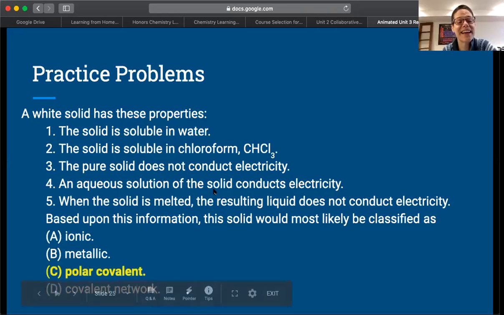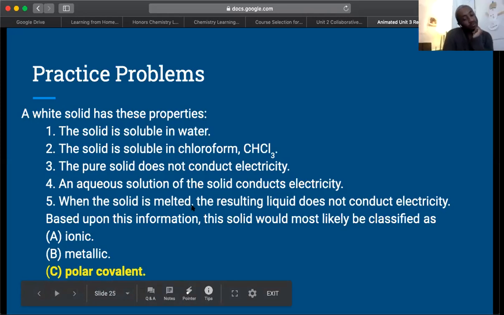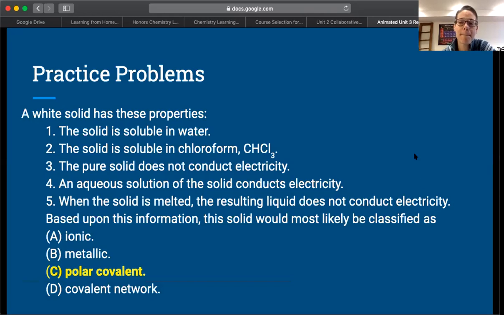So, polar covalent. Look at number 5. When the solid is melted, the resulting liquid does not conduct electricity. An ionic solid, when it melts, is going to conduct electricity, but a polar covalent will not.